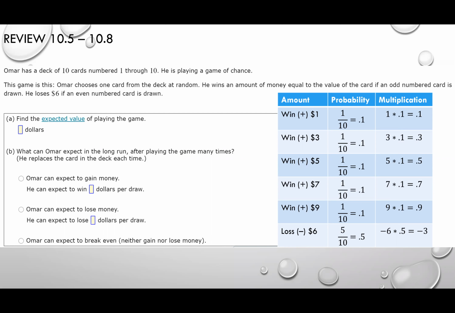Once you identify the amount you win or lose, you need to know the probability of that amount. How can you win $1? Well, how many cards contain the number 1? There's only one card out of the total, which is 1 out of 10. How many cards contain the number 3? We have 1 out of 10. How many cards contain the number 5? There's 1 card out of 10. How many cards contain the number 7? As you can see, for each of these there's 1 card corresponding to the number. And there are 5 cards that are even: the 2, the 4, the 6, 8, and the 10. There are 5 cards, and that's why it's 5 out of 10.